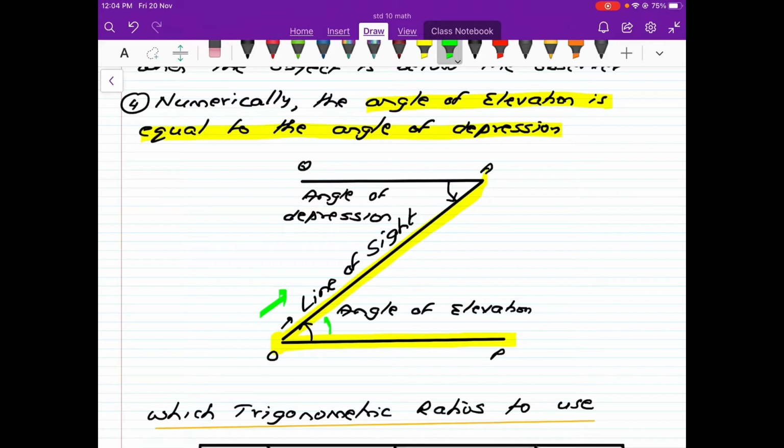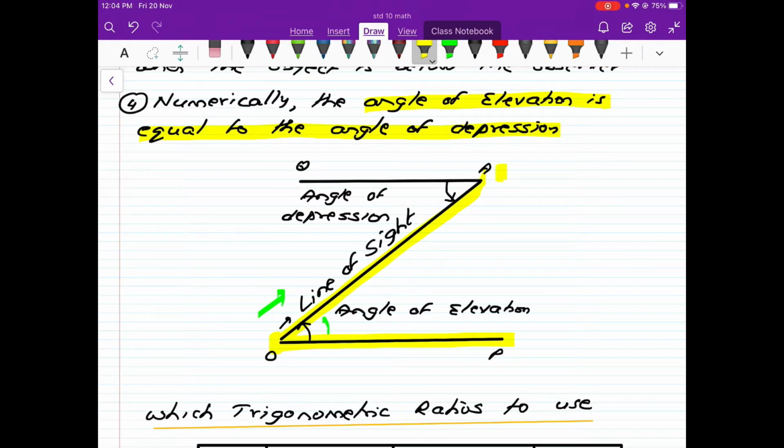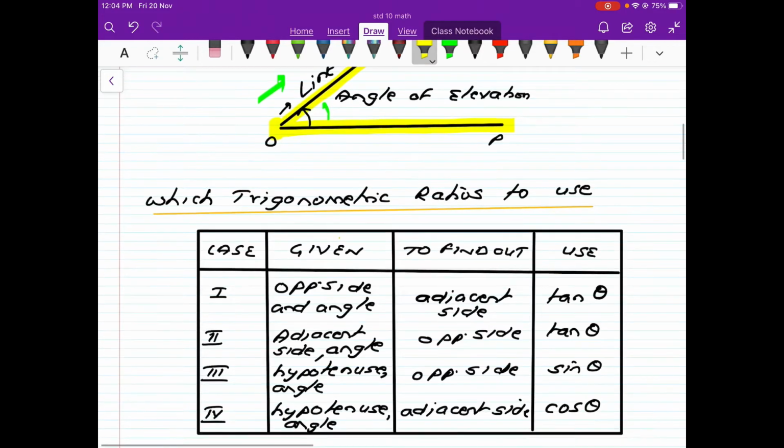Now in case the person is standing on the top, he is standing here, and this is his horizontal. If he wants to see an object down here, he will be seeing this angle. This angle is then called the angle of depression. So these are the two things which we should know.